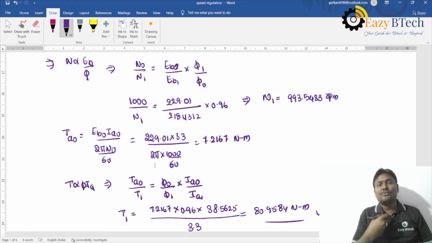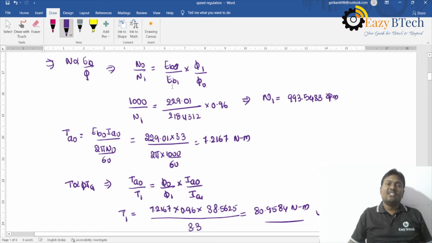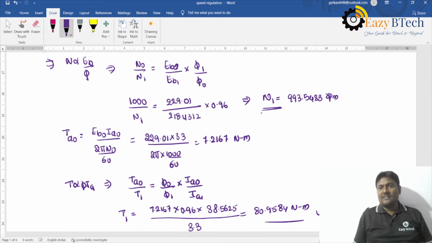When the current flows through the armature conductors, the effect of armature flux on the main field flux is called armature reaction. Due to this armature reaction, the net flux decreases by 4%, which means 0.96. Substitute in this equation, then you will get the full load speed. Previously the speed is 1000 rpm, and you will check it.